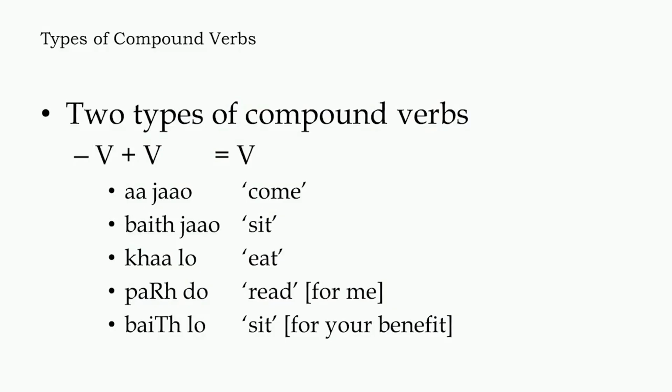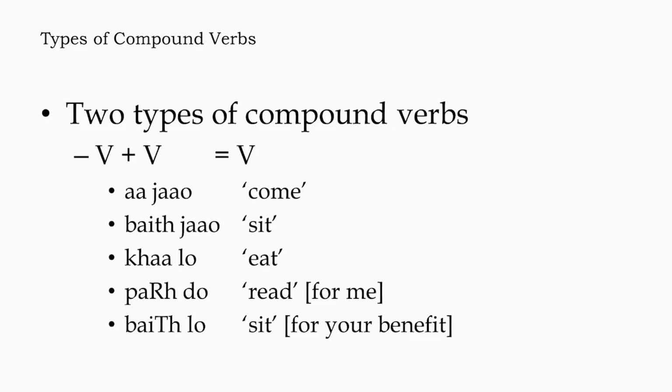There are two types of compound verbs in natural languages, in the languages where compound verbs are found. First type is a V plus V construction, where we have two verbs coming together and giving us one construction with one specific interpretation and meaning. In such a construction, both the parts are verbs. Look at the screen and then you can see examples like aa jao, baith jao, kha lo, padh do and padh lo.